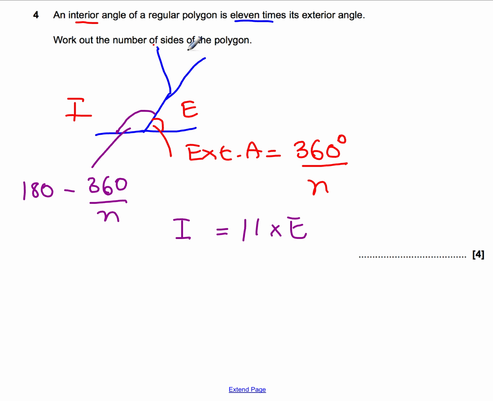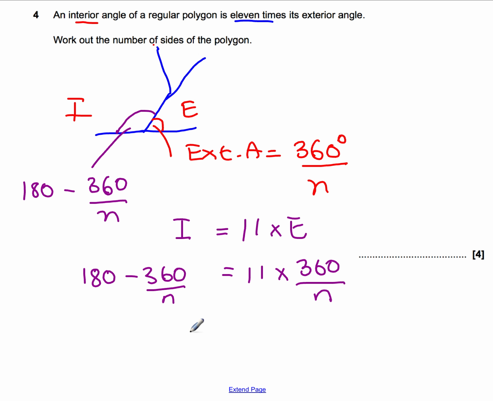So we need to work out the number of sides. So in other words, if I take 11 amounts of 360 over n, I should get I, and I is worth 180 minus 360 over n. Okay, so what we are aiming to do is work out n. n represents the number of sides.